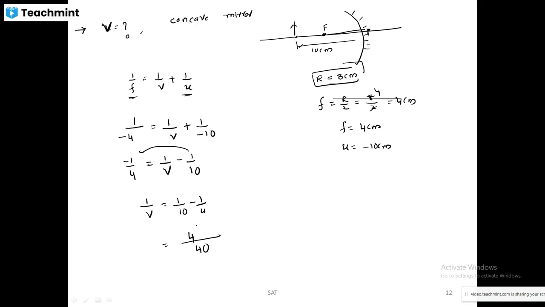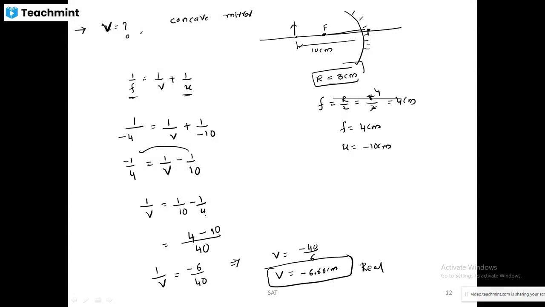Next, minus 4 into 10 is minus 10, so 4 minus 10 is minus 6, minus 6 by 40, and 1 by v is equal to this. I want v, so v is equal to minus 40 by 6. If you simplify, we get the answer minus 6.66 centimeters. Here the image is a real image because we get minus. So it is always formed on the same side as the object. Okay, these are the problems we can do.